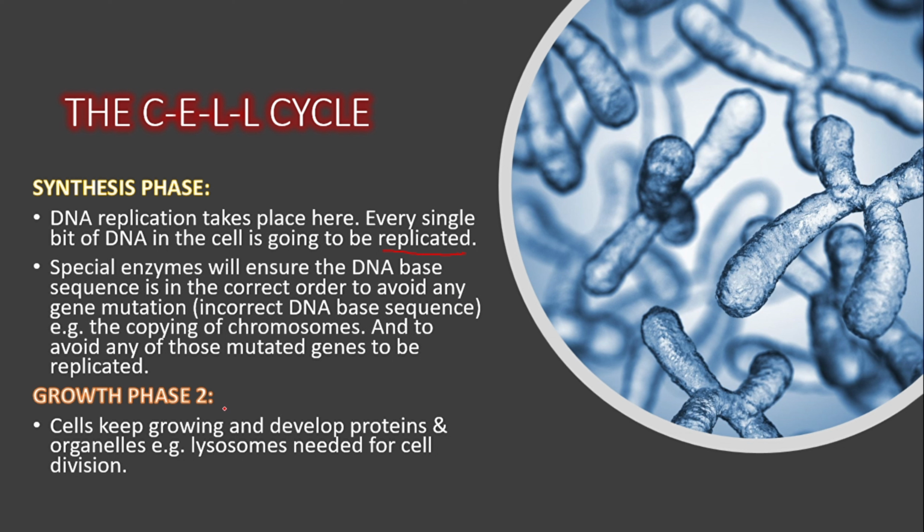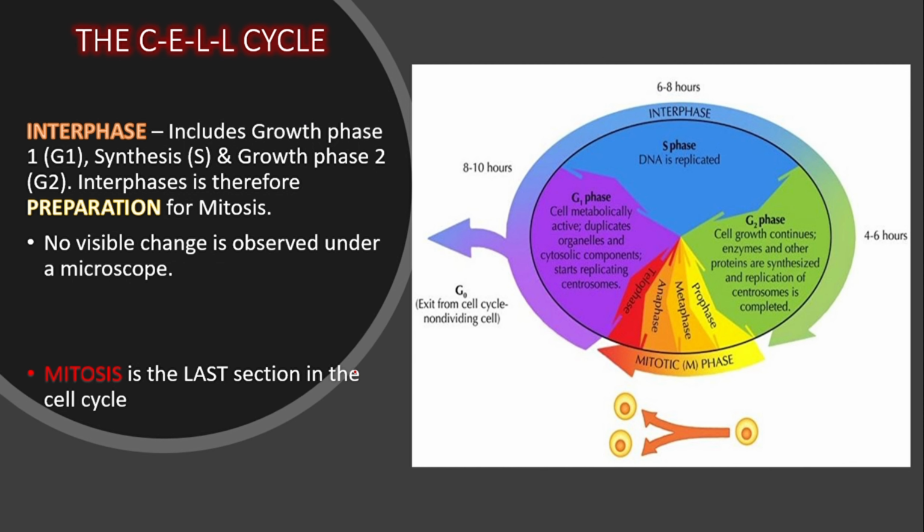Okay, and then we have the growth phase 2. So the cells keep growing and develop proteins and organelles. So lysosomes, which are digestive enzymes, they're going to be needed for this particular process. Okay, so that's the cell cycle. So we have interphase. So interphase includes growth phase 1, synthesis phase, and growth phase 2. And interphase is therefore preparation for mitosis.